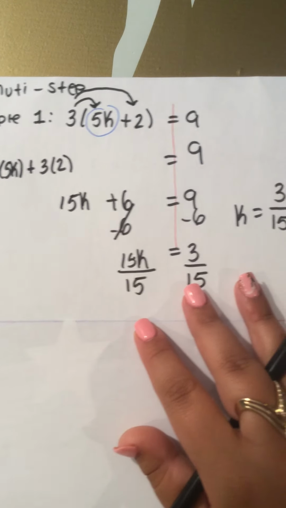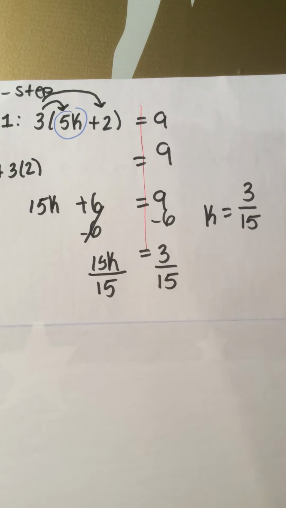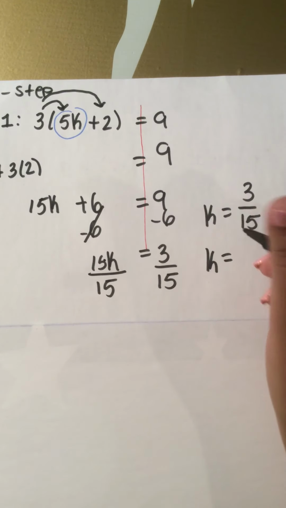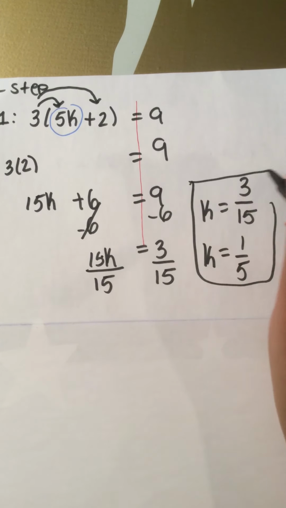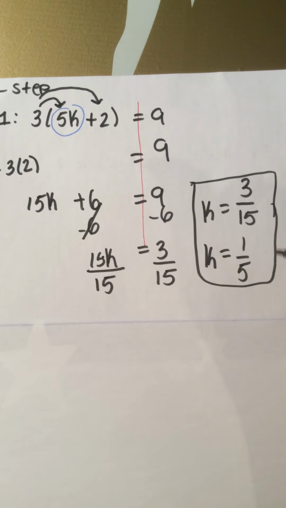Oops, that is not on my paper. Okay, 3 over 15. Now, 3 over 15 is a good number, but that can be simplified. So what that means is you can find a number that 3 and 15 are both divisible by. 3 and 15 are both divisible by 3. So k can equal 3 over 15 or 1 over 5. Okay, I will say we prefer the simplified version, but I will take this to begin with. As the year goes on, it's only going to be simplified, okay?